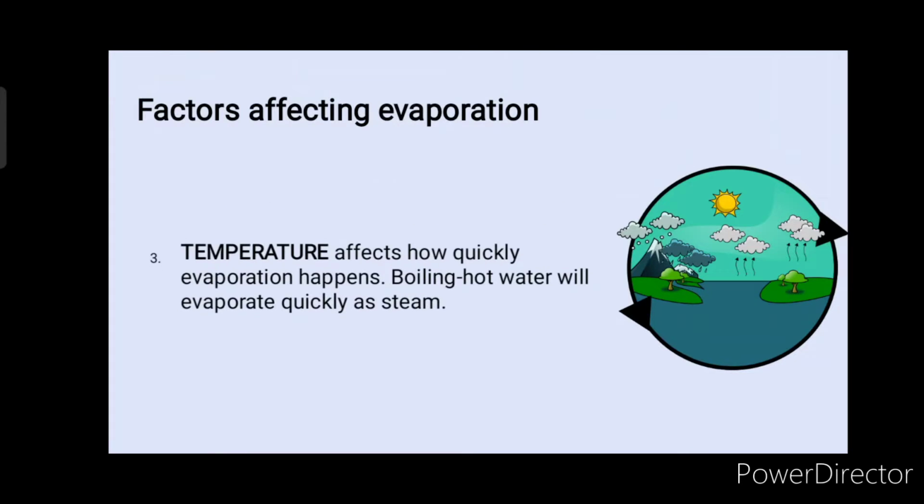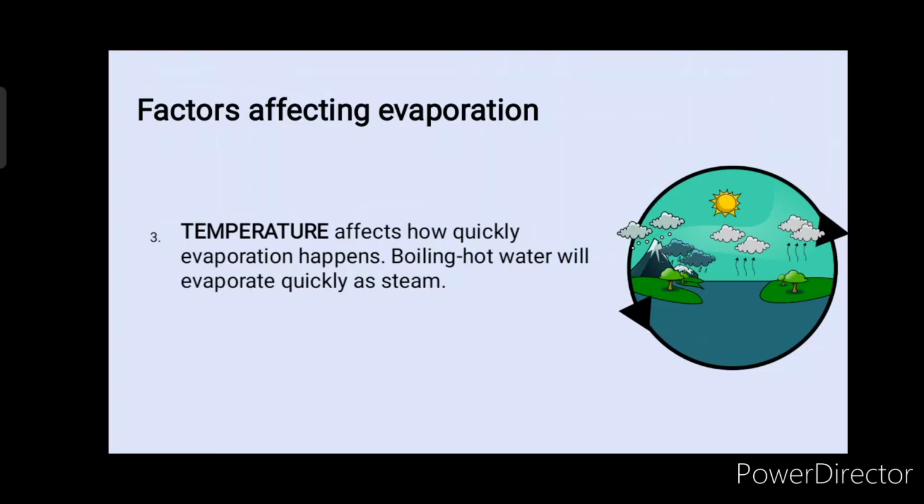Temperature. Temperature affects how quickly evaporation happens. Boiling hot water will evaporate quickly as steam. So, hot liquid evaporates faster compared to cold.